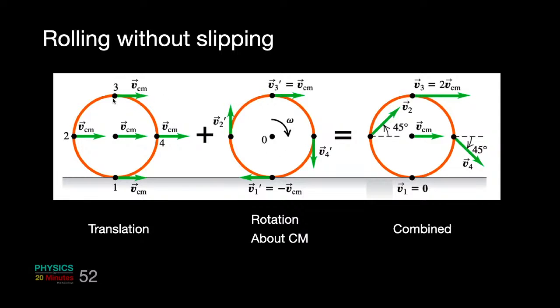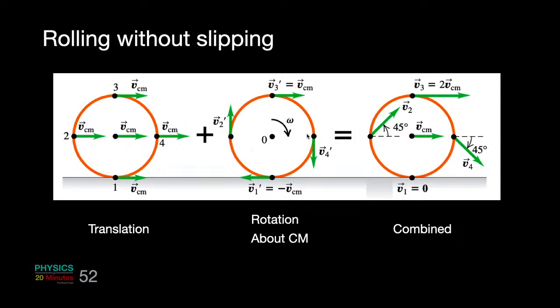Interestingly, the topmost point is moving in the same direction with the same speed in both situations. So they will add up, and the highest point will move with a speed which is 2 times v of center of mass.